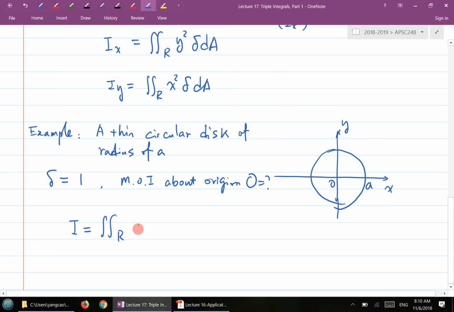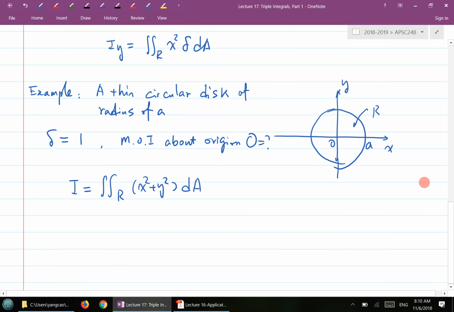So the integral over R of x squared plus y squared times delta, which is equal to 1, and I'll just use the dA here. Your R essentially is this circular disk. That's your double integral calculating this moment of inertia about the origin. Now the next step is regular double integral procedures, whether you choose Cartesian or polar. In this case, because the region is a circular region, most probably 99% you'll choose polar coordinates, right?